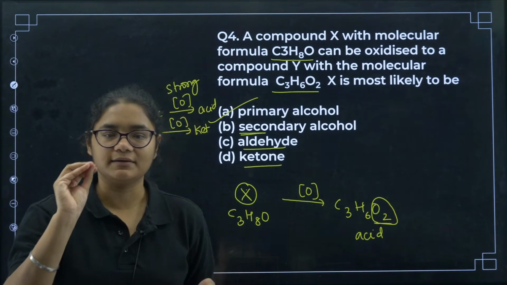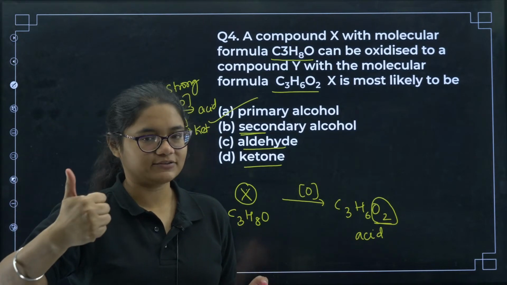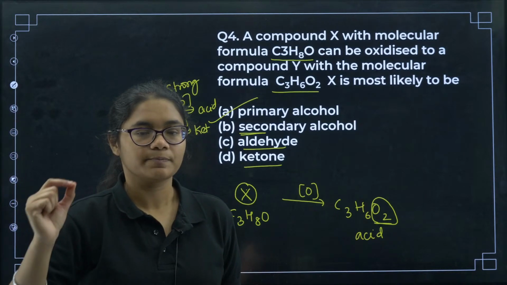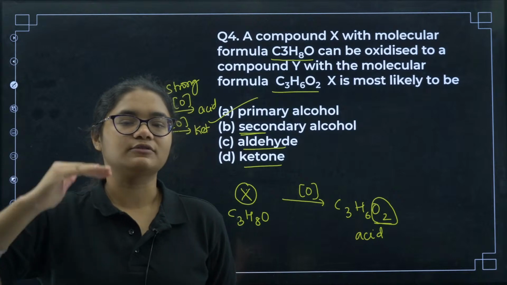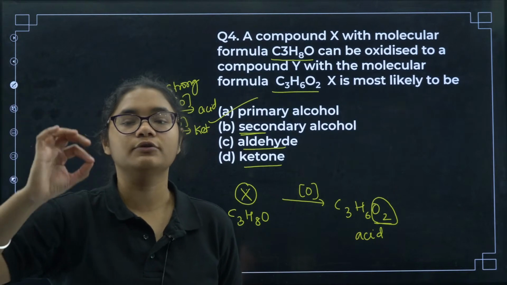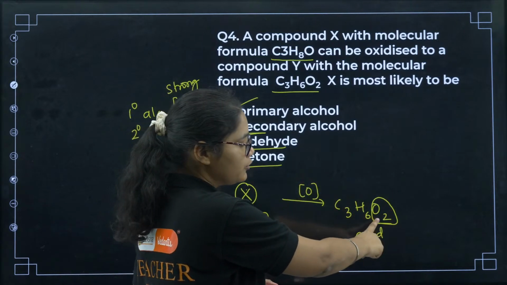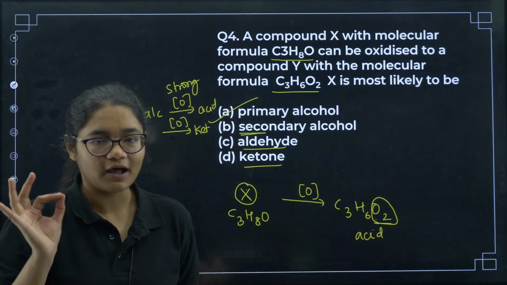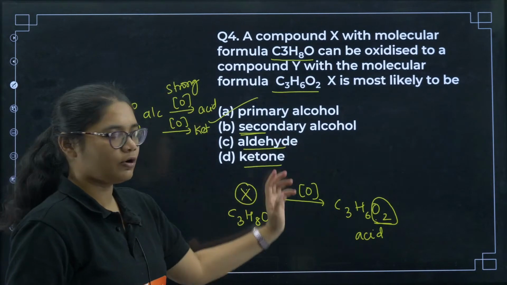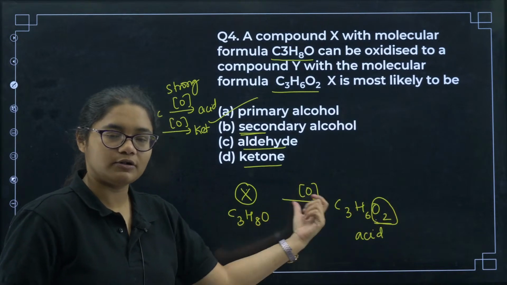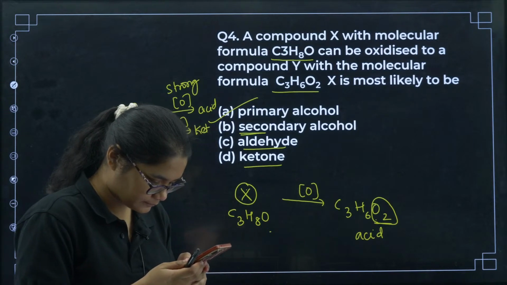See students, very simple thing. If you have a primary alcohol, you can oxidize it to aldehydes also, and to acids also. For oxidizing to aldehydes, you have to use a mild oxidizing agent. For oxidation to acids, you have to use a strong oxidizing agent. Now, by seeing the formula, we can easily say that two oxygens are there, so it has to be a carboxylic acid group. Now we know secondary alcohols cannot be oxidized to acids, primary alcohols can be, so the answer has to be primary alcohol.